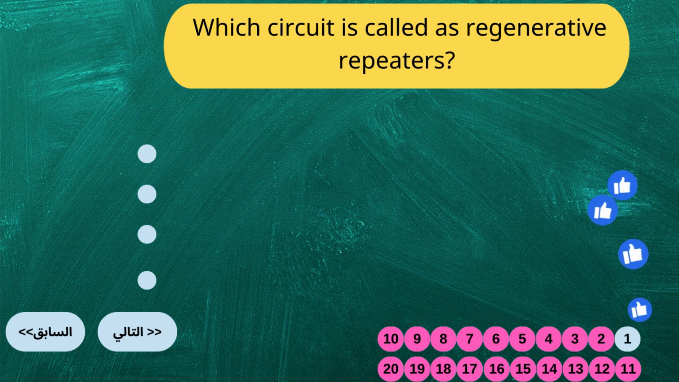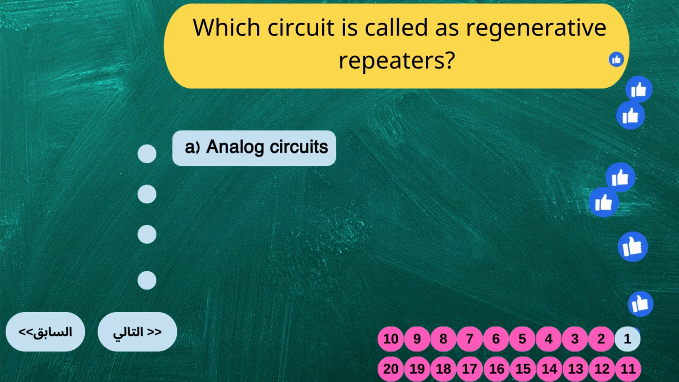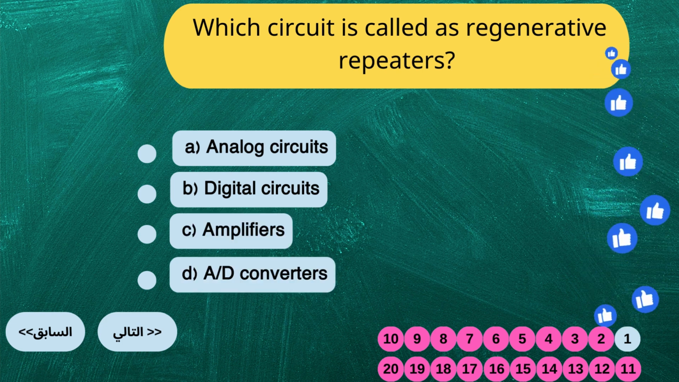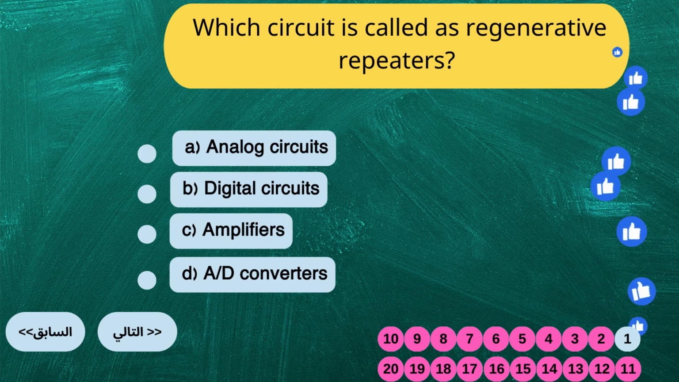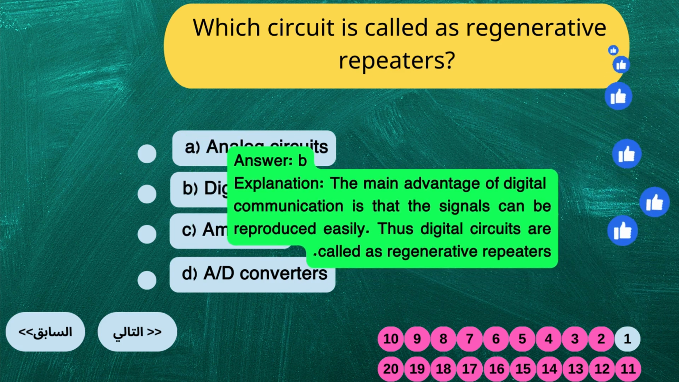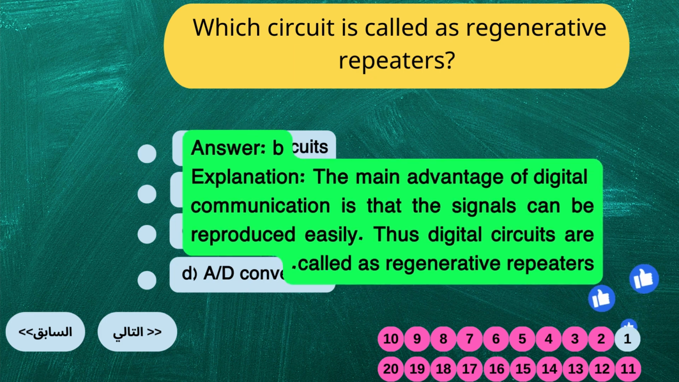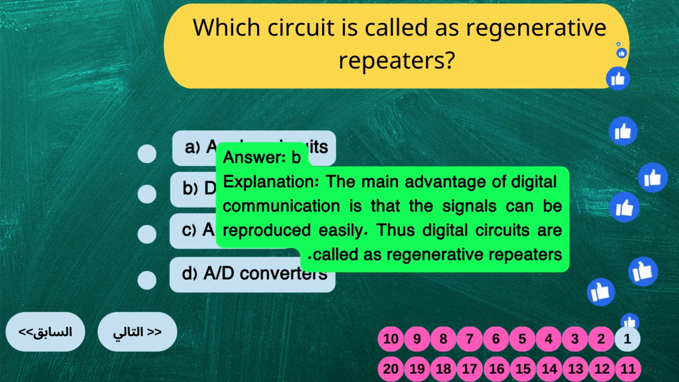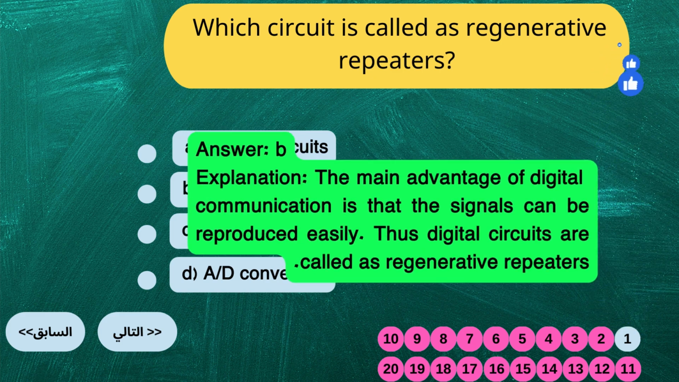Which circuit is called as regenerative repeaters? A. Analog circuits. B. Digital circuits. C. Amplifiers. D. AD converters. Answer B. Explanation. The main advantage of digital communication is that the signals can be reproduced easily. Thus, digital circuits are called as regenerative repeaters.